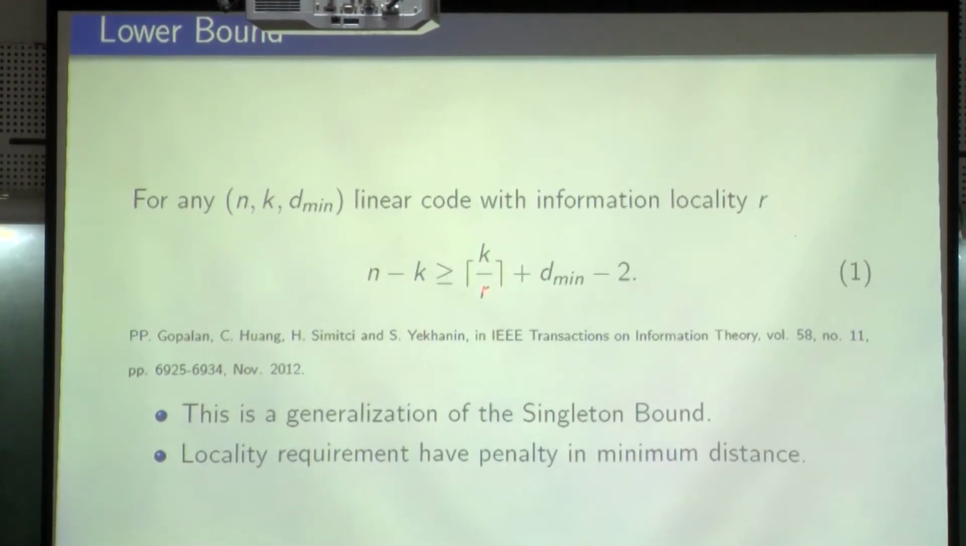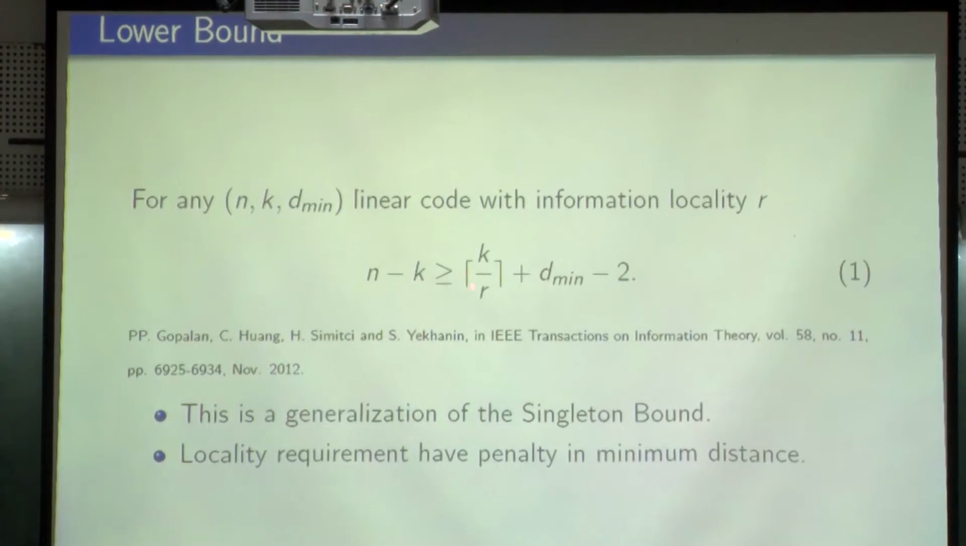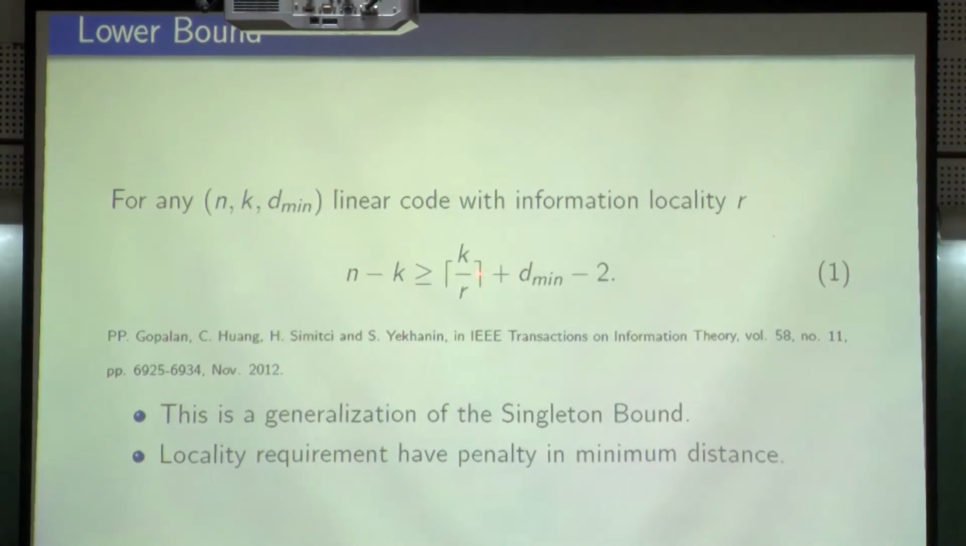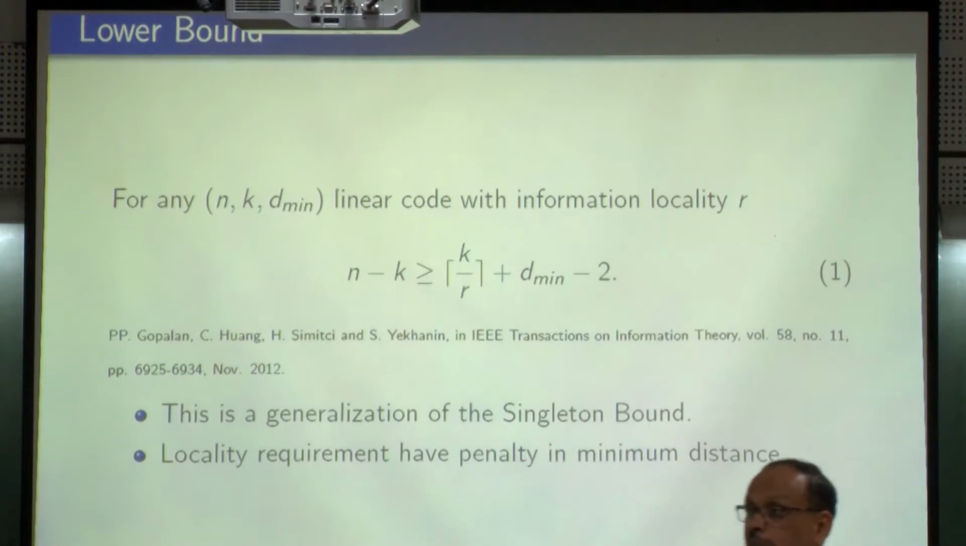So in this one you can see, for example, when locality r is equal to k itself, which is the case of a Reed-Solomon code, then you apply k equal to r, this becomes 1, then plus 1 gives d min minus 1, so d min is now greater than or equal to n minus k plus 1. That actually tells you it's the Singleton bound.